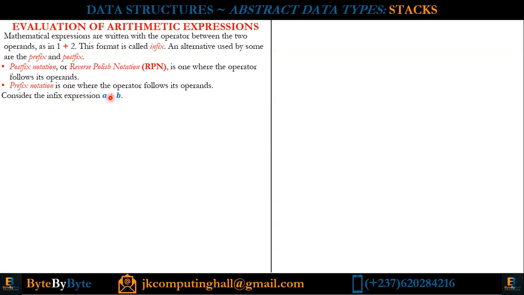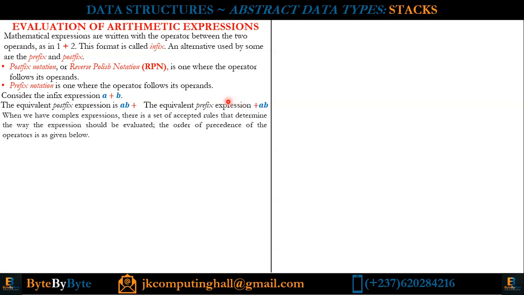Consider the infix expression a plus b. As you can see, our operands are blue and our operator is red. The equivalent postfix has the operator after, so it is going to be ab plus instead of a plus b. This is the postfix, where the operator comes after the operands. The equivalent prefix expression is going to be plus ab, that is, the operator first before the operands.